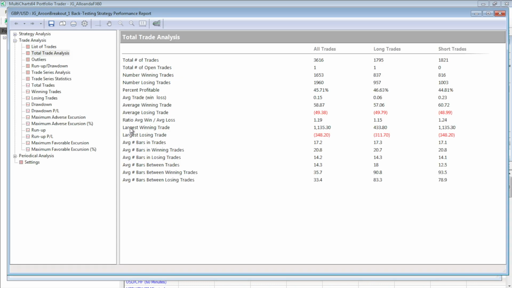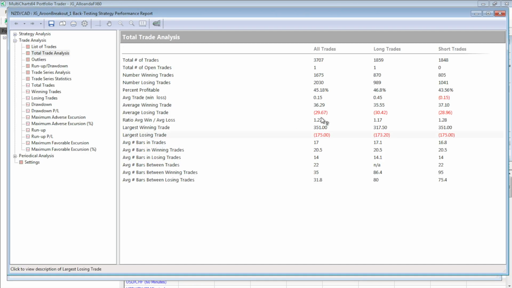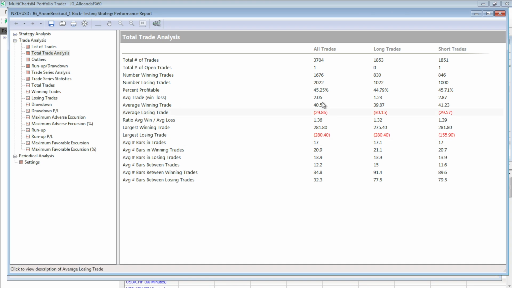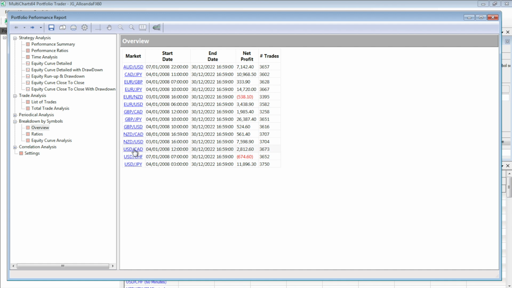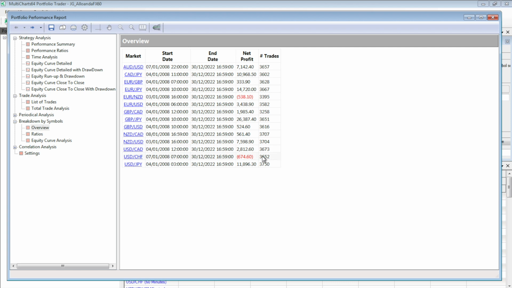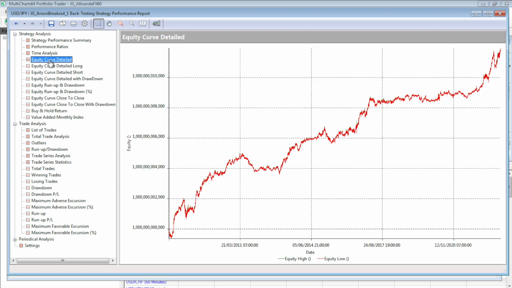Pound dollar, average trade 0.15 pips, far too small. New Zealand dollar, Canadian dollar, similar average trade, far too small. New Zealand dollar, US dollar, average trade 2 pips, too small again. US dollar, Canadian dollar, average trade 0.77, too small. And last, US dollar, Japanese yen, average trade 3.17 pips. That's too small, really. Let's just have a look at the equity curve.